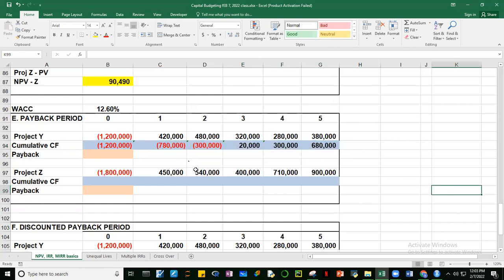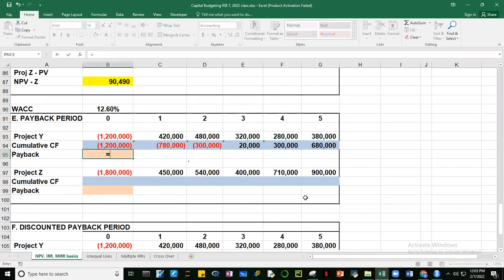Okay, there. So what does this mean? Ibig sabihin nito guys, initially nag-invest tayo ng 1.2, ano? After year 1, makaka-recover tayo ng 420. Ang kulang na lang natin na dapat i-recover 780. At year 2, meron na naman tayong cash flow ng 480. Therefore, yung 780 bawasan natin ng 480. 300 na lang yung i-recover natin. Come year 3, naging positive na to. Ibig sabihin, na-recover na natin yung cash flows. So that's what we call the payback period.